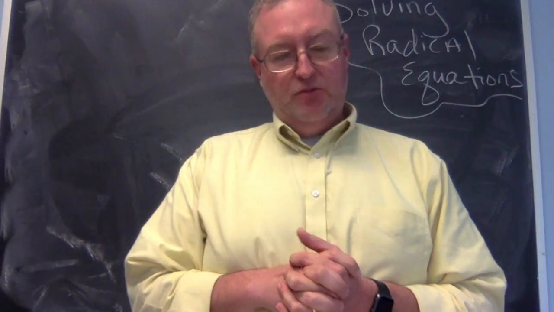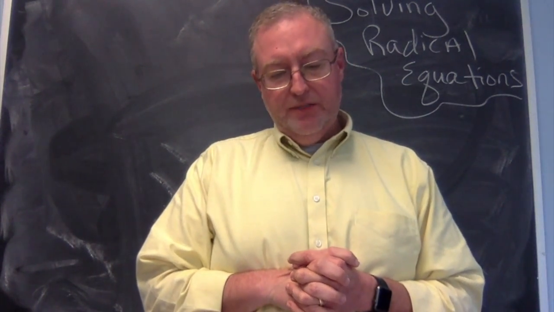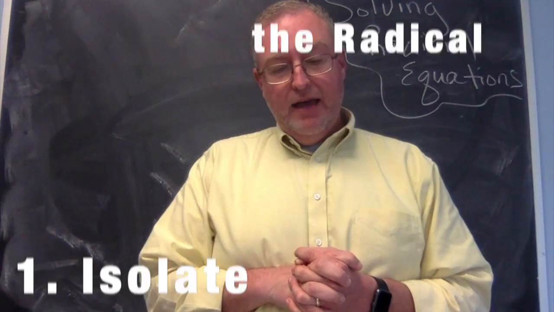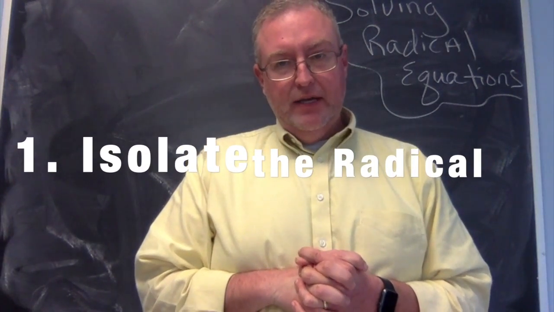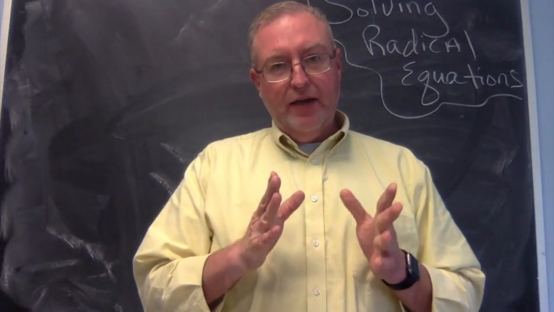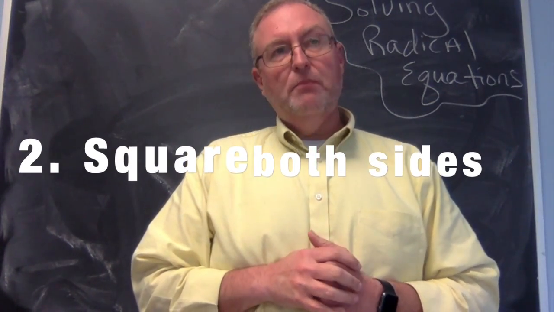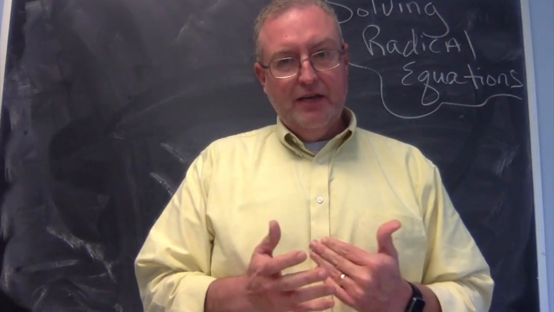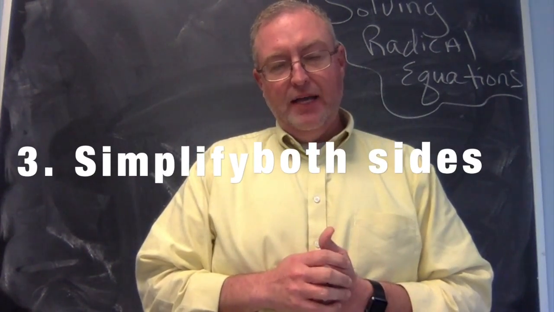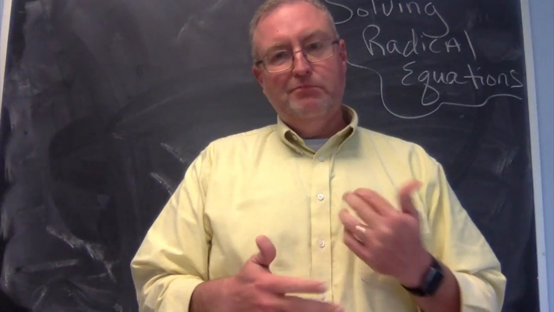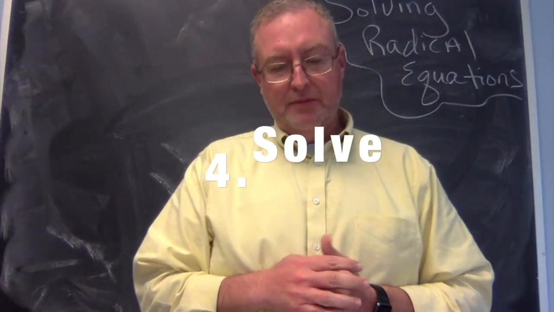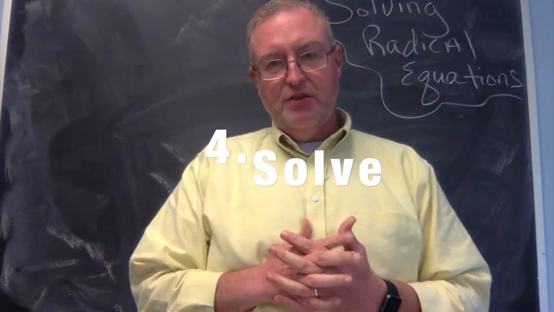So, you have 5 steps to solving a radical equation. Look at your book there. Number 1, isolate the radical. You want to get the radical all by itself by moving things to the other side. Number 2, square both sides. That's how you get rid of the radical. Number 3, simplify both sides. Like terms together, letters on one side, numbers on the other. And then solve it. Then you can check it.